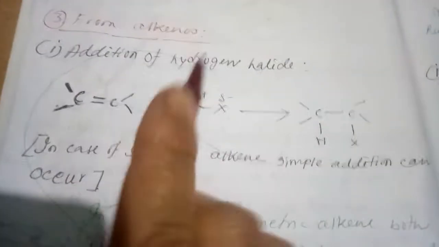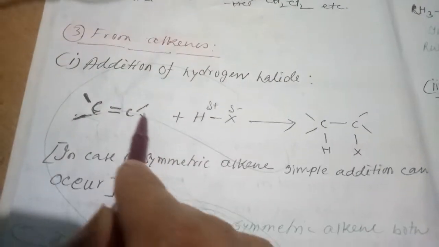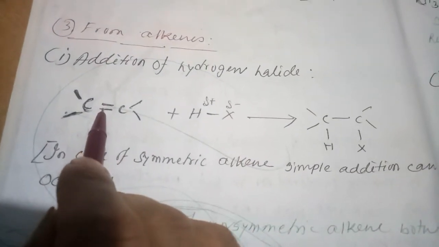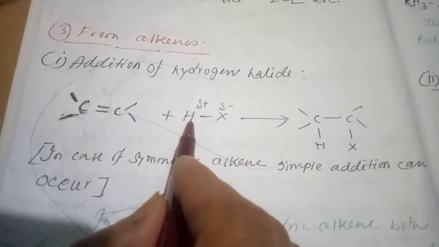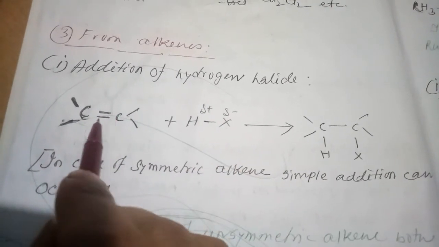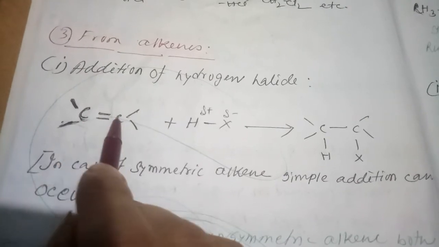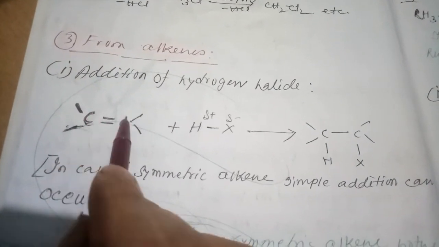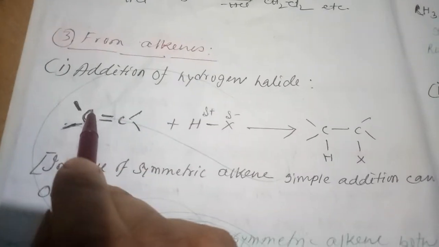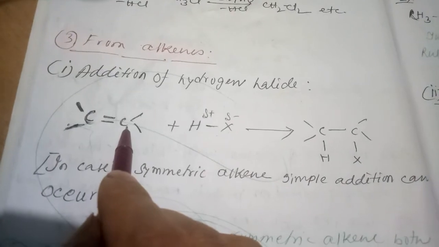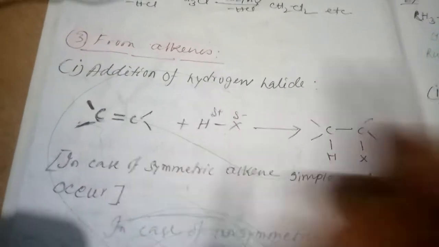In that reaction, we discussed that whenever the alkene is symmetrical, when the hydrogen halide is added to the symmetrical alkene, the hydrogen and the halogen are added to the carbon atoms of the double bond. One carbon atom, another carbon atom: the hydrogen will be added here and the X is added here, or X is added here and the hydrogen is added here.